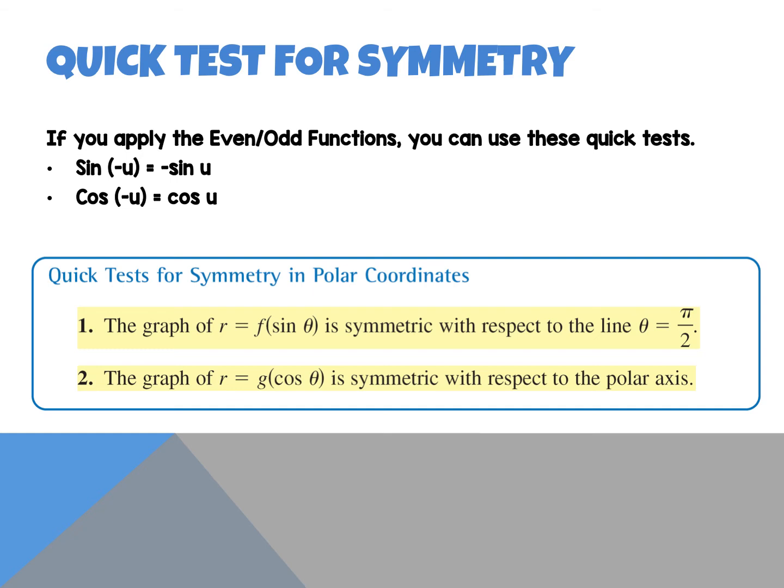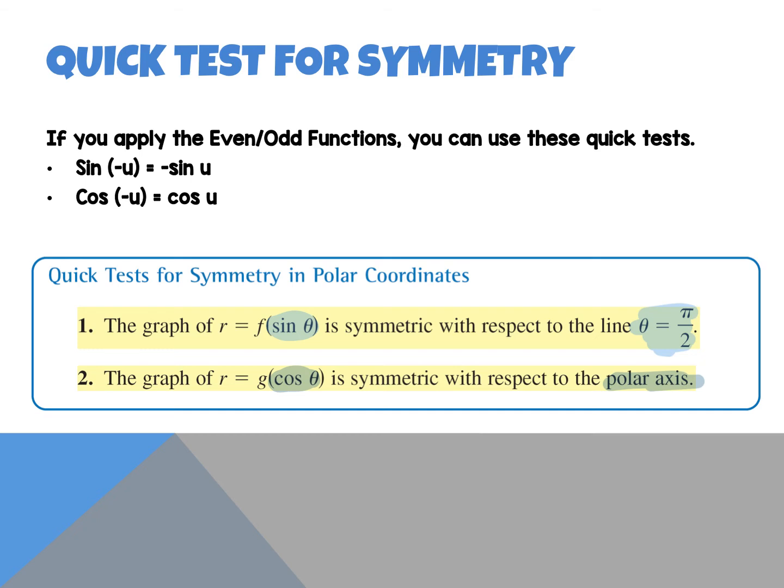Here's the quick test, okay? Because of our even and odd functions, because the sine of negative u would end up negative sine of u, and the cosine of negative u would end up as positive cosine u, the short tests are that if your equation has a sine in it, then it's symmetric to the pi over 2. And if your equation has a cosine in it, then it's symmetric to the polar axis.